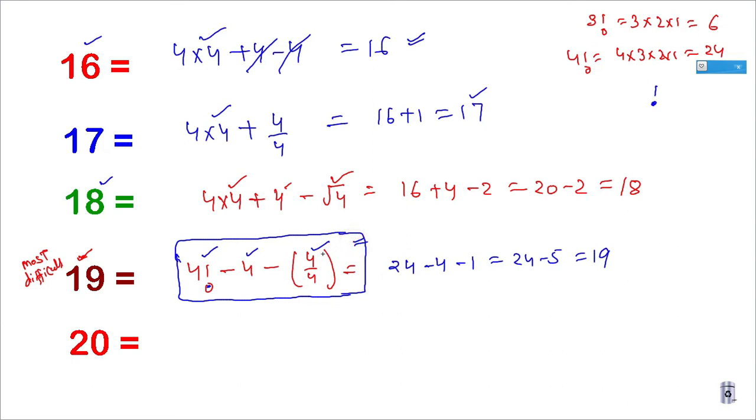So let's talk about the 20th one. See, this is easy. So what is the easy part? If I write here 4 into 4, that is 16, plus square root of 4 plus square root of 4. 16 plus 2 plus 2 results in 20.